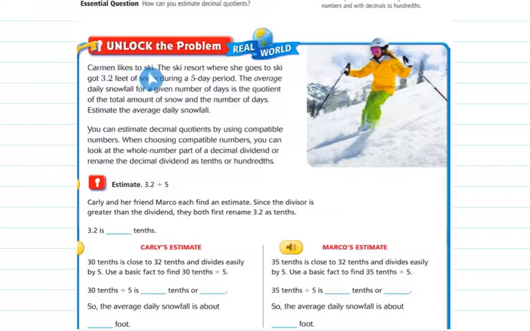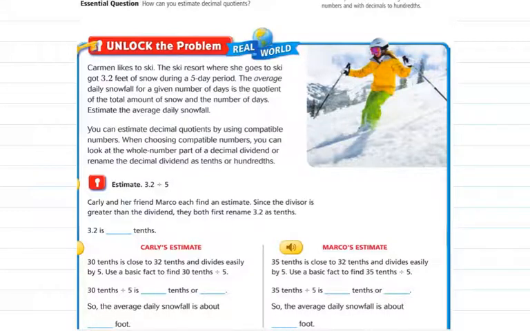So we are going to start with the real world, unlock the problem. Carmen likes to ski. The ski resort where she goes to ski got 3 2/10 feet of snow during a 5-day period. The average daily snowfall for a given number of days is the quotient of the total amount of snow and the number of days. You can estimate decimal quotients by using compatible numbers. So boys and girls, there's a lot going on in the problem, so I want to make sure we break it down into more manageable parts.